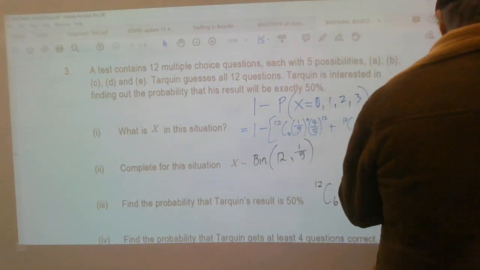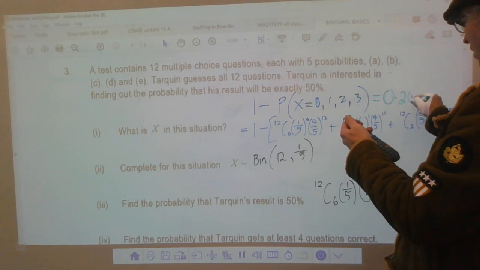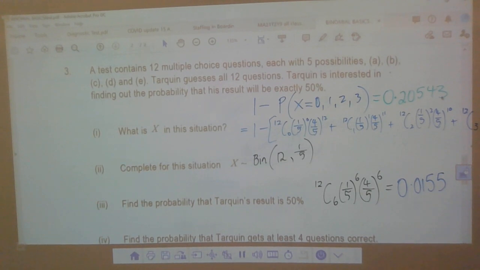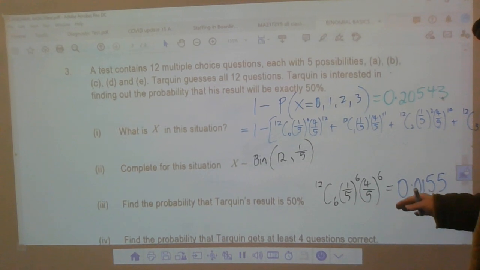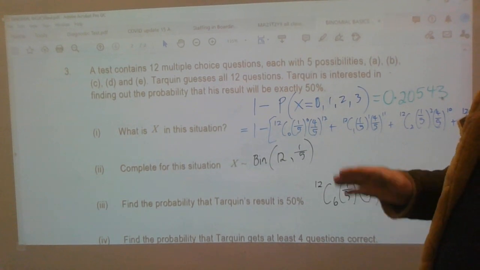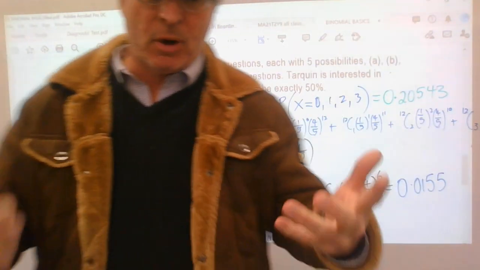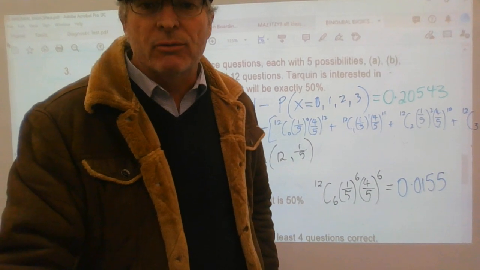Well, I think if this is correct, the answer is 0.20543. The probability that Tarquin gets at least 4 questions correct is 0.2. It sort of makes sense because he doesn't have much chance of getting the higher numbers correct, does he? So I feel like that's okay, but I might have pressed a wrong button somewhere along the track. That was question 3.